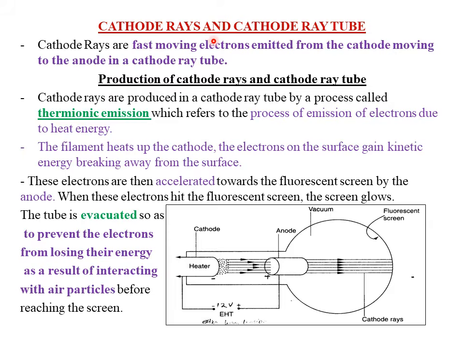Welcome to today's class. It is our first lesson on the seventh topic of Form 4, which is called cathode rays and cathode ray tube.